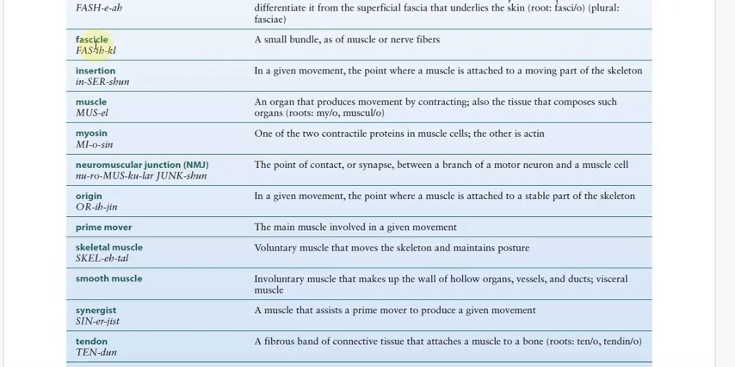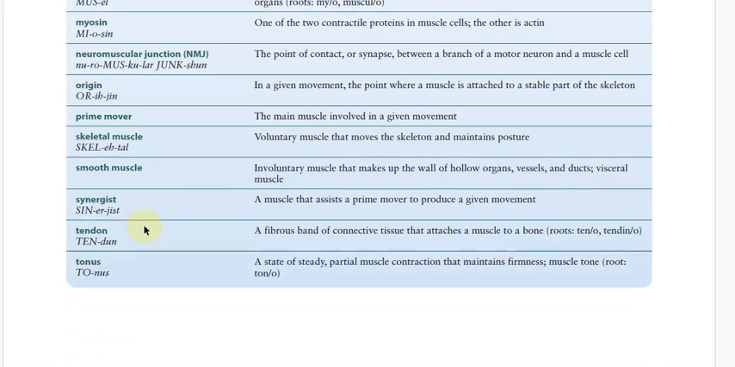In the pretest section, we have the words insertion and origin, opposites. Origin: in a given movement, the point where a muscle is attached to a stable part of the skeleton. And we have synergist, a muscle that assists, that helps a prime mover to produce a given movement. The word synergy, I think you should be familiar with this word. Again, to some extent it means assistance or help.